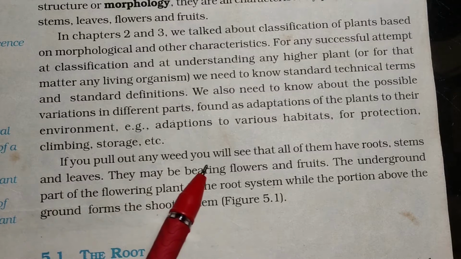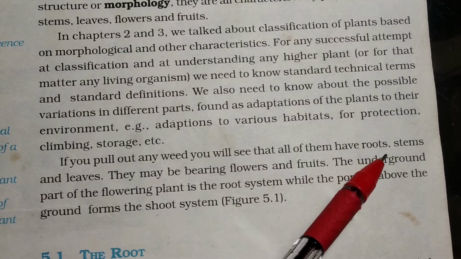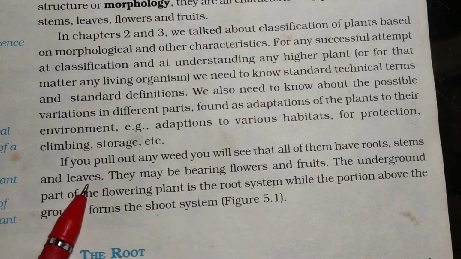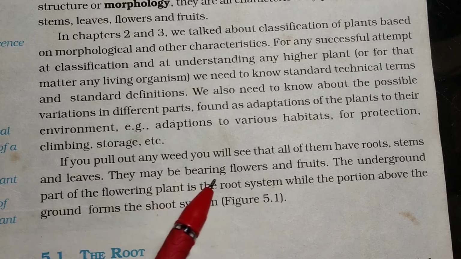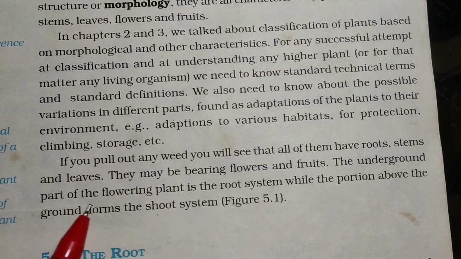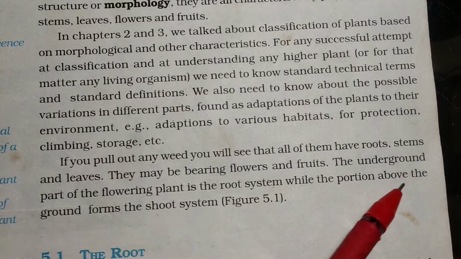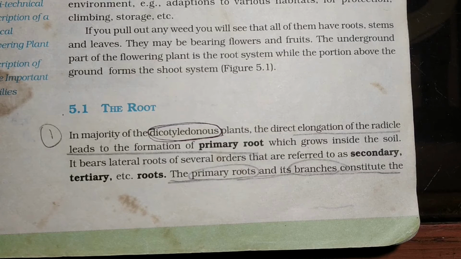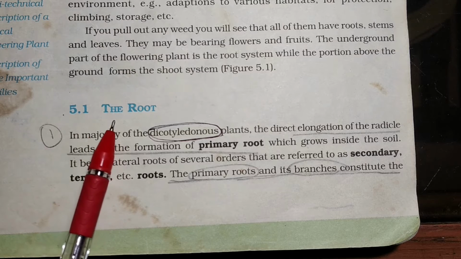If you pull out any weed, you will see that all of them have roots, stems and leaves. They may be bearing flowers and fruits. The underground part of the flowering plant is the root system, while the portion above the ground forms the shoot system. Figure 5.1. Coming to the root, the first part of the plant we will study, the root.